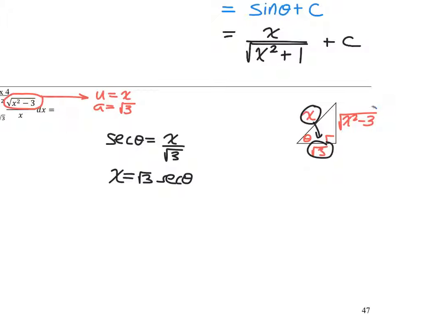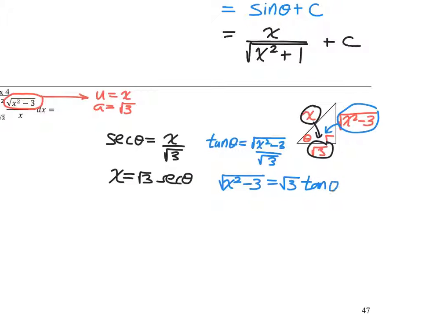And then the other ratio is going to be the radical to the constant. And so that's opposite over adjacent, so tan theta is root x squared minus 3 over root 3. Ultimately, I want to get rid of that radical in the integral. I want to get rid of the x too, but I want to get rid of the radical first. So I'm going to solve this for the square root of x squared minus 3, which is equal to root 3 tangent of theta.